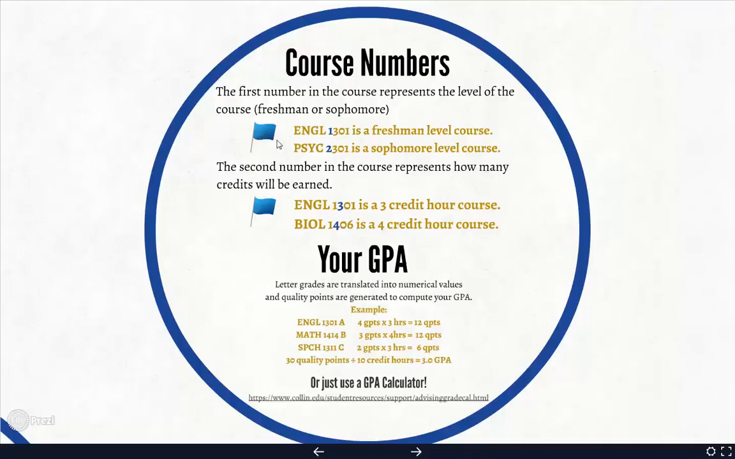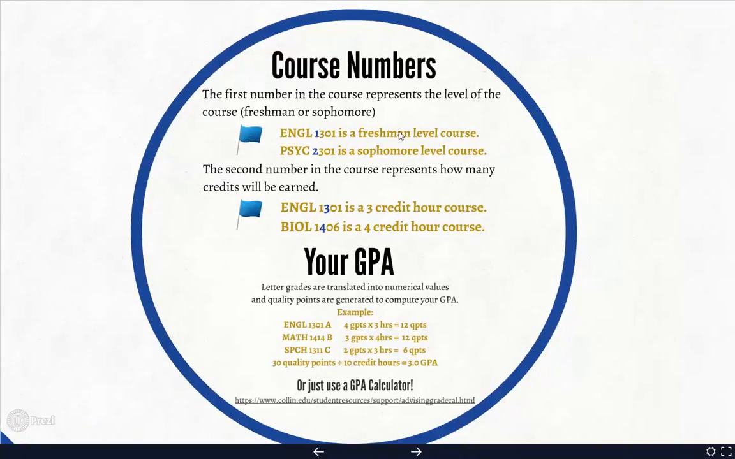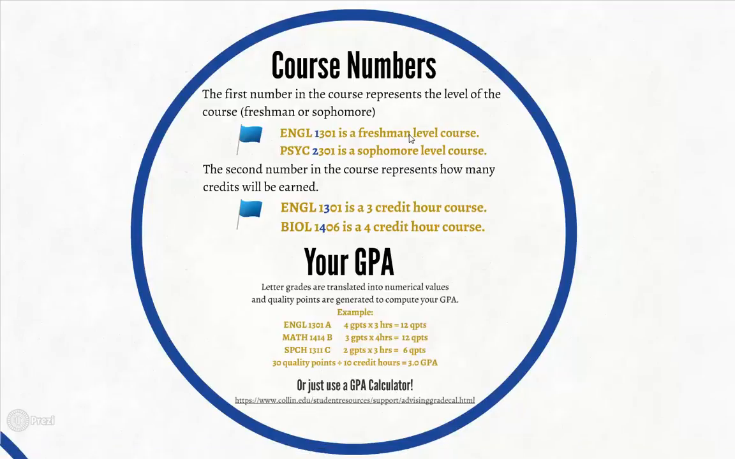When you look at the first number, the 1 or a 2, for example, a psychology 2301, what does the first number usually mean? The first number represents if a class is a freshman level class or a sophomore level class. So at community college, we only have 1,000 level or 2,000 level courses. Anything that is 3,000 or 4,000 level is usually done at the university. So your first 2 years, you're doing your freshman level and your sophomore level courses.